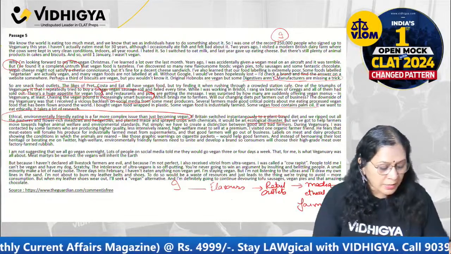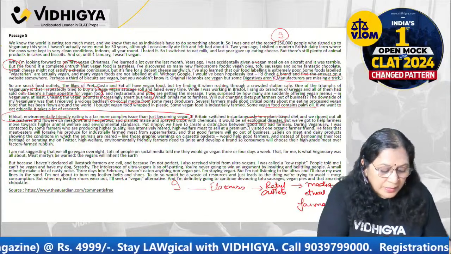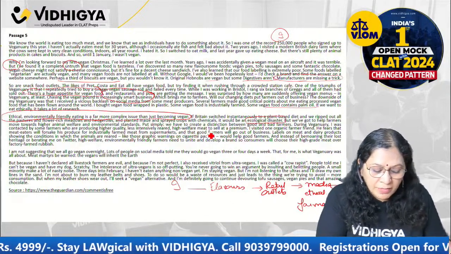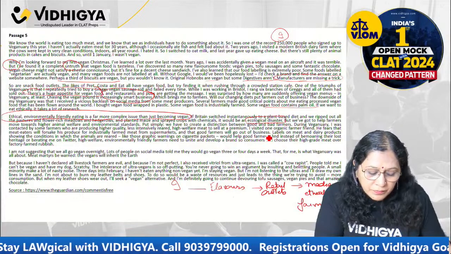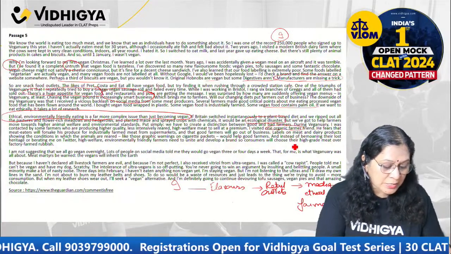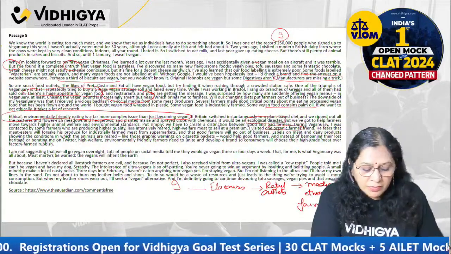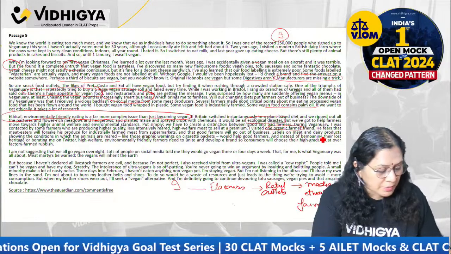During Veganuary, I was contacted by some farmers who are producing higher quality, less intensively reared, high welfare meat to sell at a premium. I visited one organic farmer friend. He fears that meat eaters will forsake his produce for industrially farmed meat from supermarkets and that good farmers will go out of business. The labels on meat and dairy products.